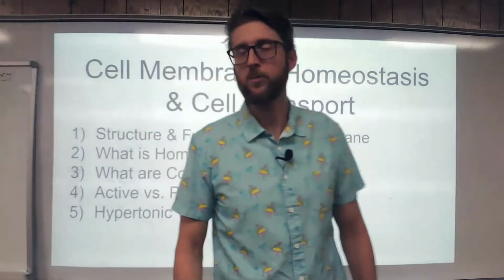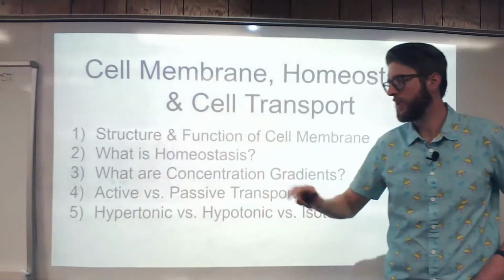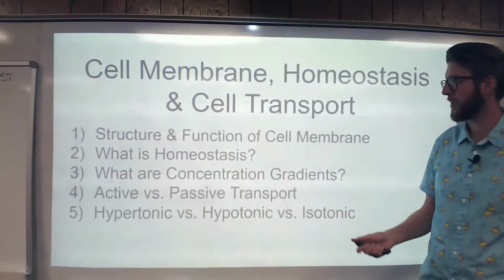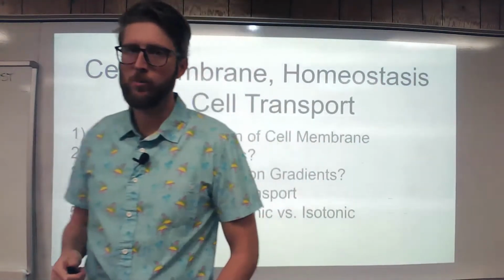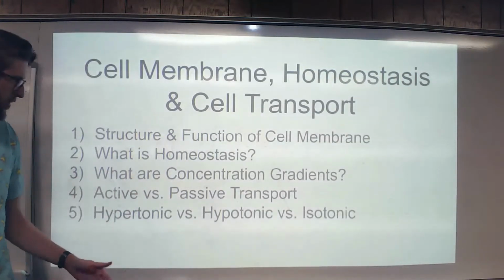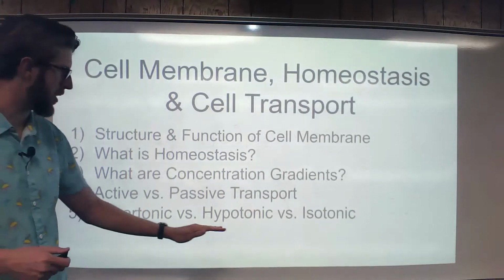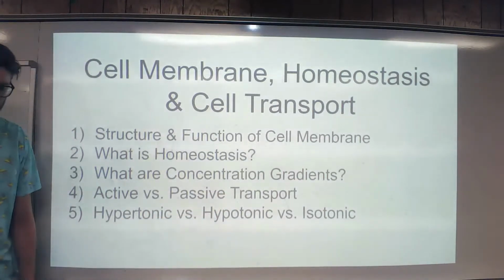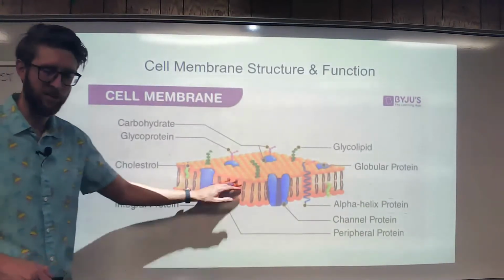Cell membrane, homeostasis, and cell transport. So we're going to talk about these 5 things. The 5 things we're talking about are structure and function of the cell membrane. We're going to talk about what homeostasis is. We're going to talk about what concentration gradients are, the difference between active and passive transport, and what it means to be hypertonic, hypotonic, or isotonic. So let's get going. Let's start off with structure and function of the cell membrane.